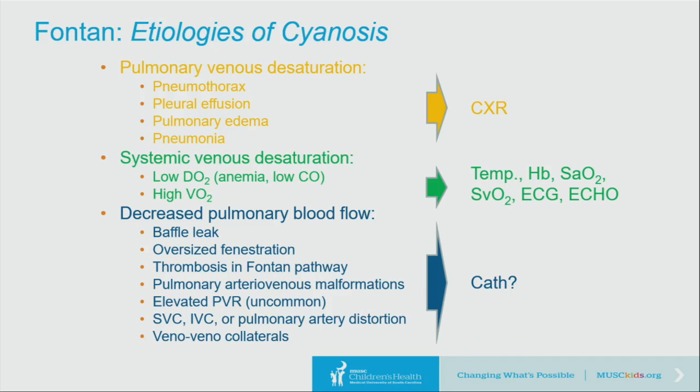For blue Fontan patients, I go through the same algorithm as we have here below. The only thing that's different is the causes of decreased pulmonary blood flow. In the Fontan, you need to think about different things like a baffle leak, an oversized fenestration, or a clot in the Fontan pathway.